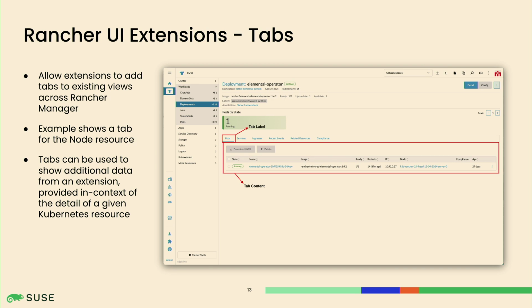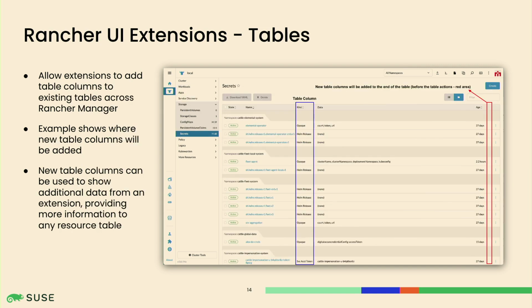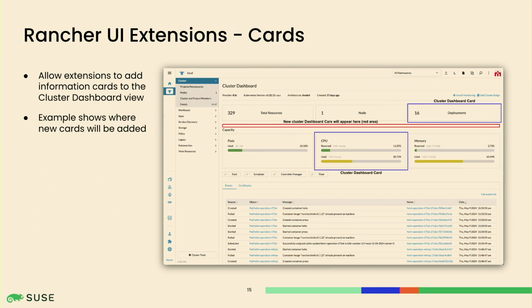You go into, in this case, a deployment, and you want to show some extra information. You can add tabs into Rancher so people can see information from maybe your service or tool. And I won't talk further, but you can extend the tables and add new columns. There's even more you can do, like adding cards on the home page. So again, if you want to surface some high-level information from your service or product, you can do that.